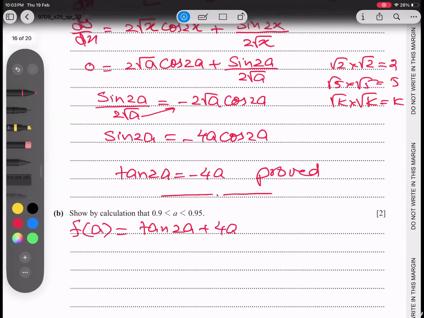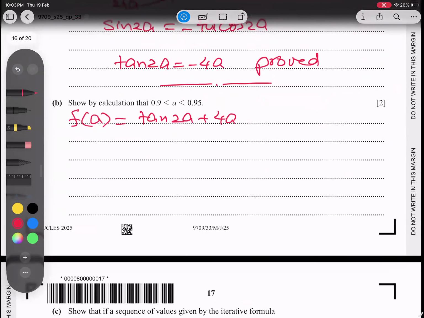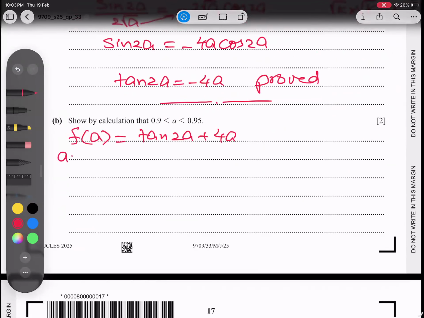Now students, I will use radian mode and each a first replaced by 0.9. So check it please, a replaced by 0.9. So tan of 2 times 0.9 plus 4 times 0.9. Okay, and it must be in radian mode, make sure. My answer turns out to be negative 0.686.